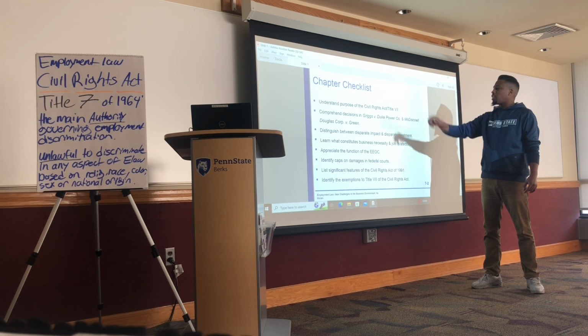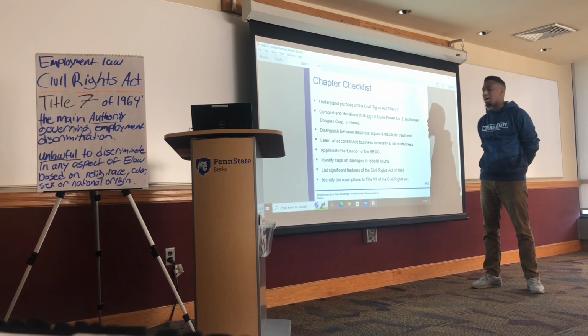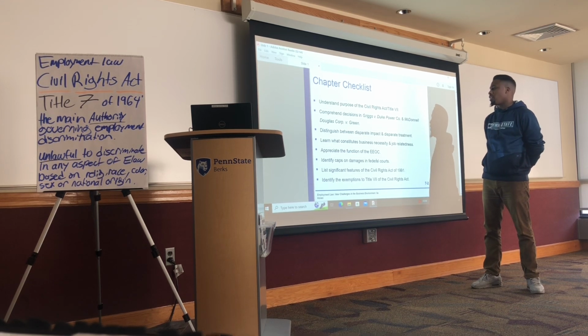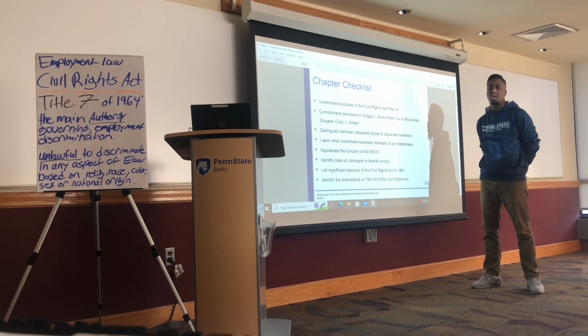Our chapter checklist. We want to understand the purpose of the Civil Rights Act / Title VII. Okay, so that's what's commonly called Title VII. We want to comprehend decisions in Griggs versus Duke Power Company and McDonnell Douglas Corp versus Green. Okay, so those are two law cases that we can find in the chapter that give us some insight into how the Civil Rights Act affects the workplace environment.